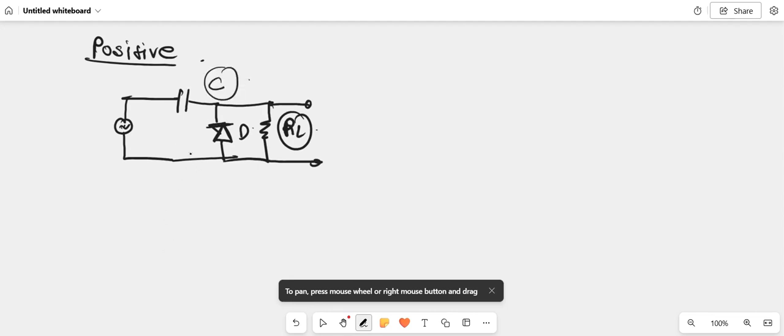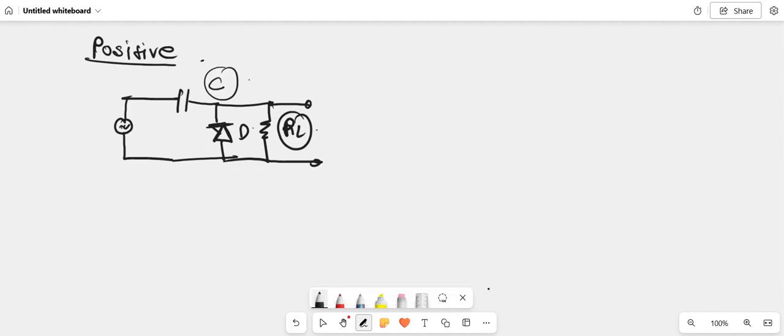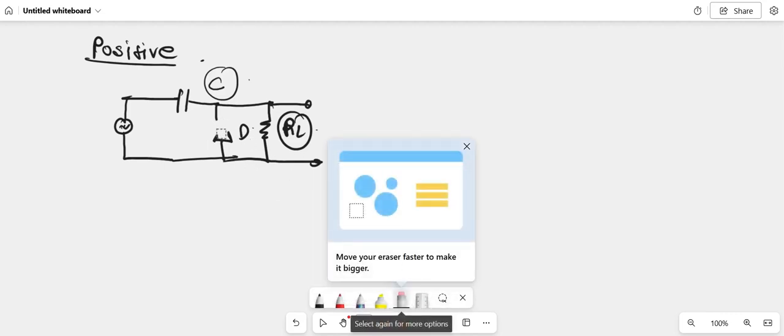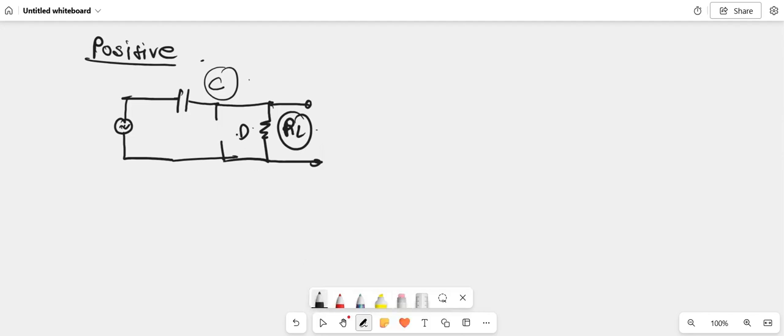Okay. So this is the circuit diagram of the positive clamper. Sorry, I think this diode, the position of the diode will be like this. Okay. So this is the circuit diagram of a positive clamper, right?